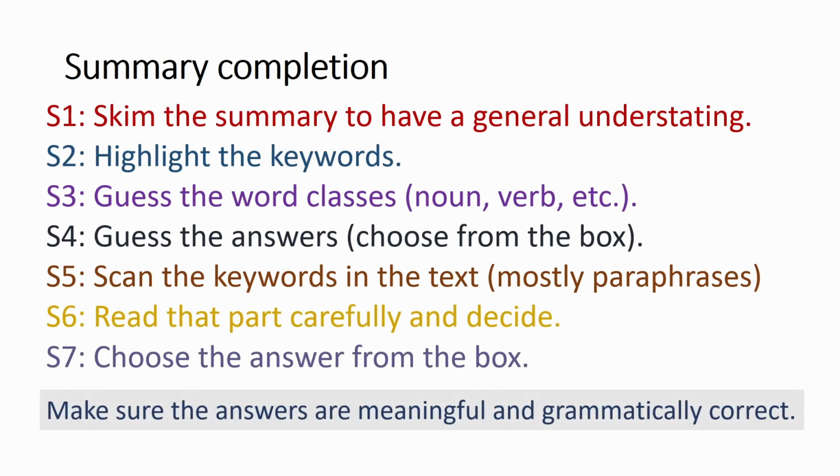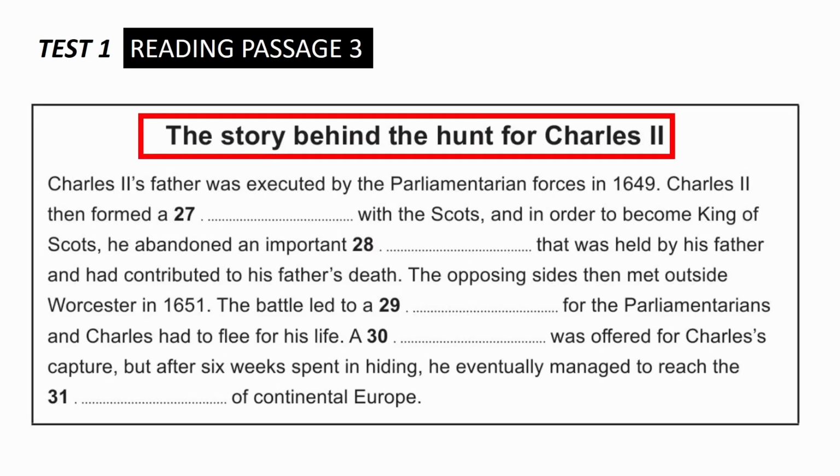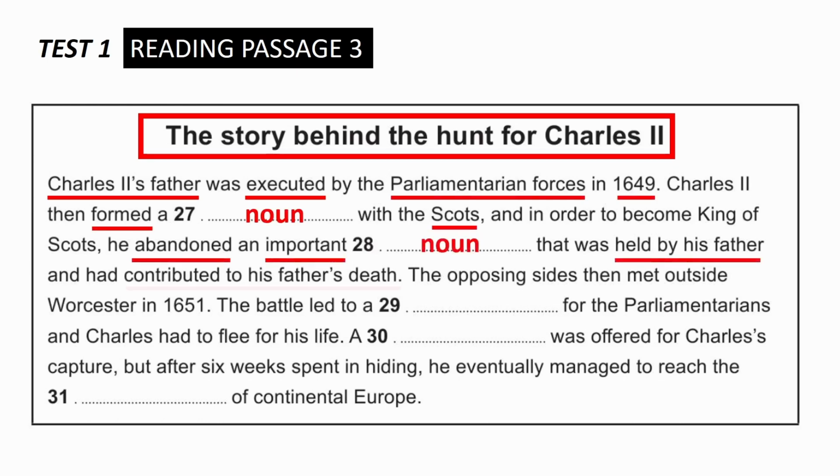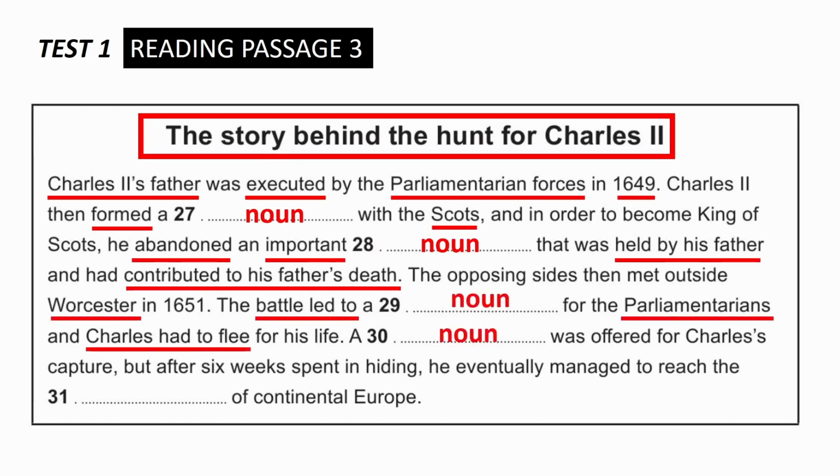So let's begin. First, let's look at the title. The story behind the hunt for Charles II. So we need to go through the text quickly, skim it. By skimming, I mean just look at the keywords, the content words. Nouns, verbs, adjectives. And then highlight the keywords, try to guess the parts of speech. You can do that by paying attention to the words before and after the gaps. I've done this for you. You can pause and have a read.